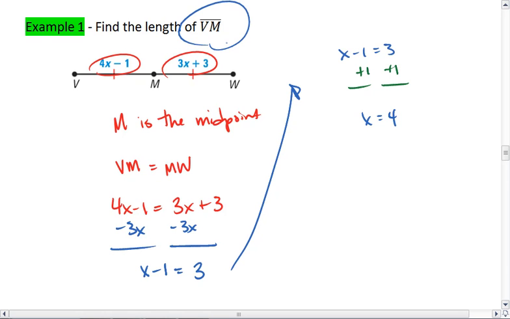But my question was looking for the length of segment VM. So I use the fact that VM equals 4x minus 1. I can plug in that 4 for x. I get VM equals 4 times 4 is 16 minus 1. So VM equals 15.